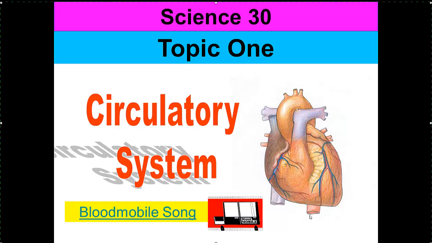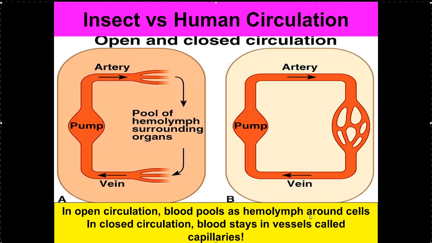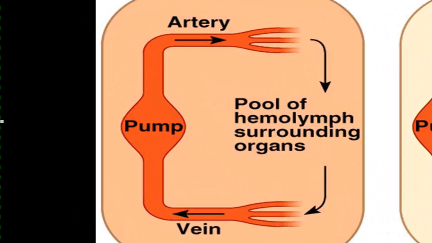Hello and welcome to the introduction to the circulatory system. There are two types of circulatory systems. The first is called an open circulatory system, where the blood gets pumped with a heart through arteries, and then it is open into the body of the organism, resulting in this pool of hemolymph. Hemo means blood and lymph means fluid, so it's blood fluid. This blood is returned passively through the veins back to the heart, and the cycle begins again.